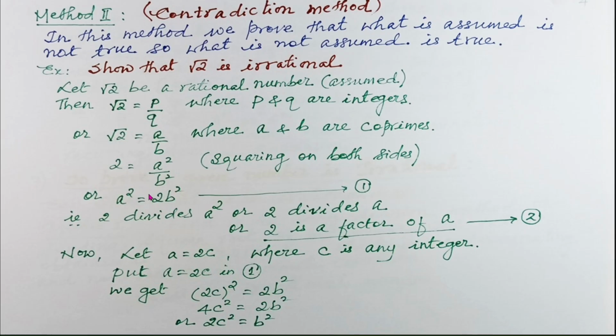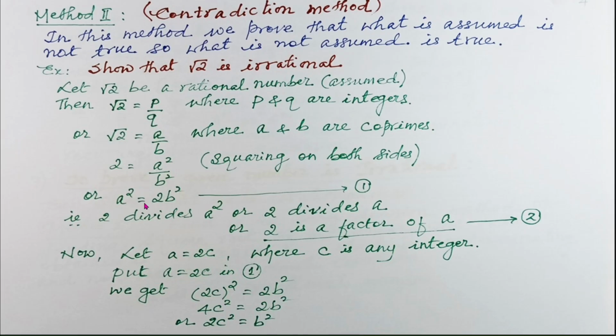Cross multiplying, a square is equal to 2b square. If you observe carefully, it means that 2 divides a square, and also 2 divides a, that means 2 is a factor of a. Please understand this very carefully. a square is equal to 2b square, so 2 divides a square, or 2 divides a, or 2 is a factor of a.